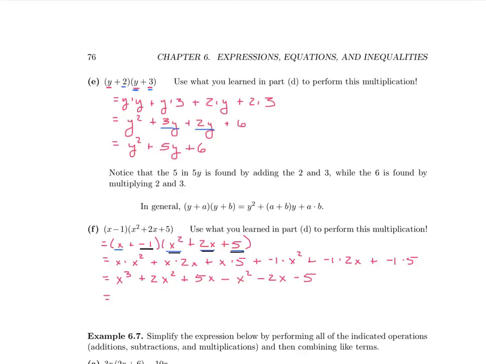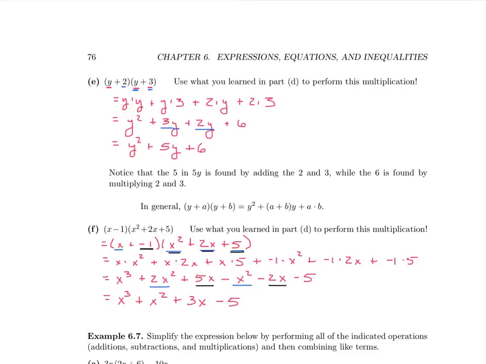Are there any like terms? And there are. 2x squared and x squared are like. 5x and 2x are also like. So we should be able to perform some simplifications here. The x cubed stays unchanged. We have 2x squared minus x squared. That leaves us with 1x squared, or simply x squared. We have 5x minus 2x. That gives us 3x. And then we're subtracting 5. This expression is in its simplest form because there are no like terms.